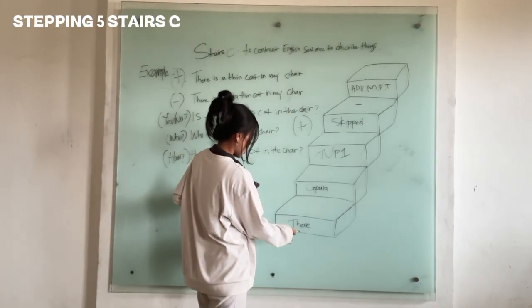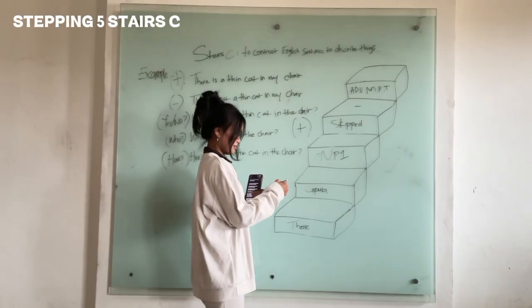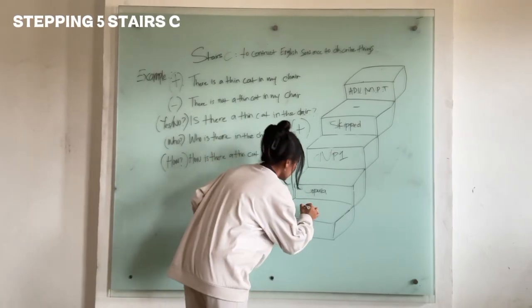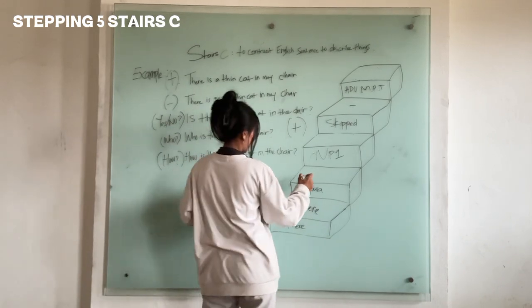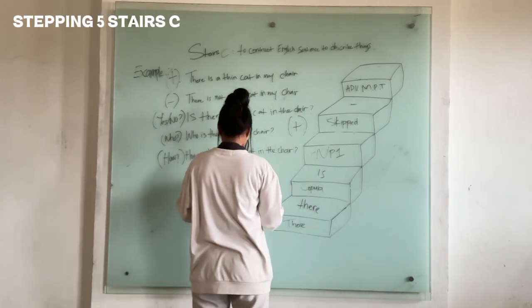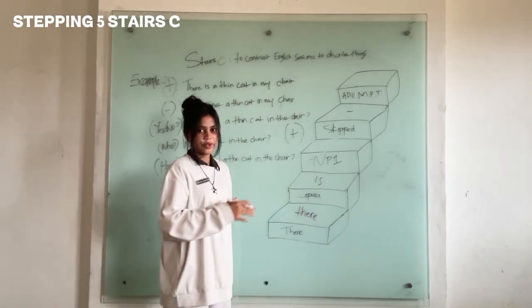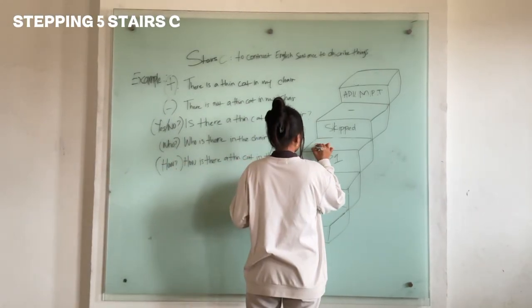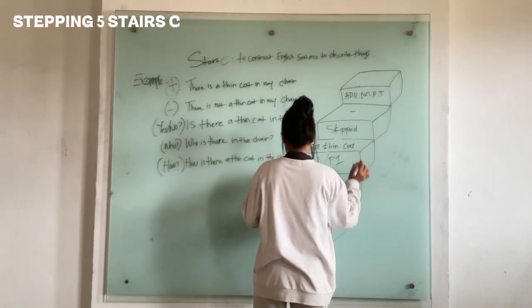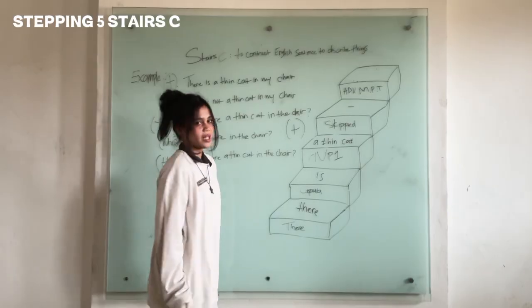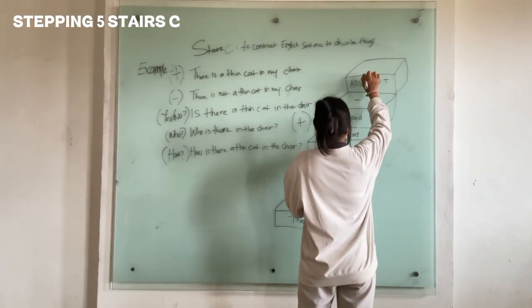Stair 1, there is, is for copula. A thin cat is for NP1. And in my chair is the adverb of place 2.